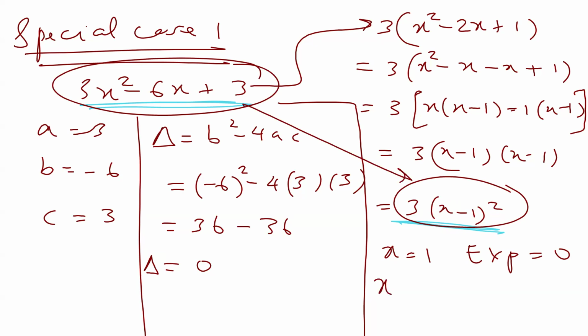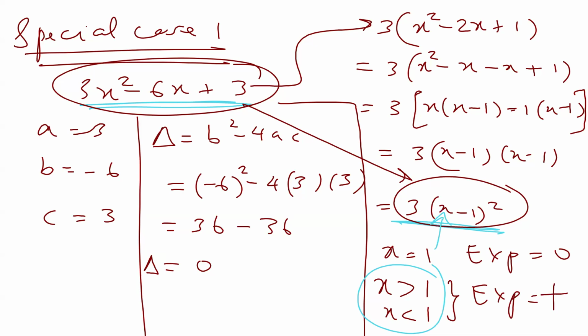For x, any other value greater than 1, lesser than 1, what will be the value of the expression? You put any other value which is not equal to 1 over here. Will it be positive or negative or 0? It is going to be positive. It's based on analysis. If you put any value of x which is not equal to 1, the square is going to make it positive. Square of x minus 1 will be positive, and positive into positive 3 will be positive only.